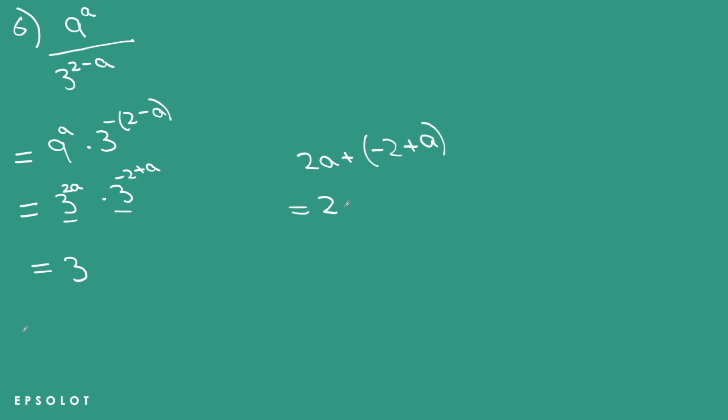So 2a plus negative 2 plus a, then you end up getting 3a minus 2. But that means that your exponent then ends up becoming 3 to the power of 3a minus 2. And that is then your final expression that comes from an expression that might look like this at the beginning.